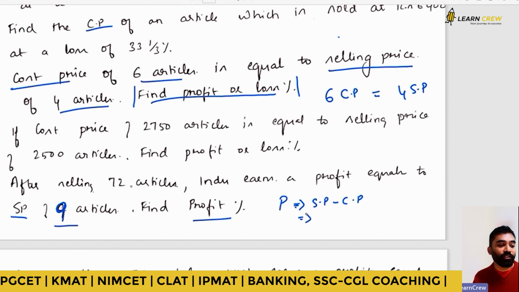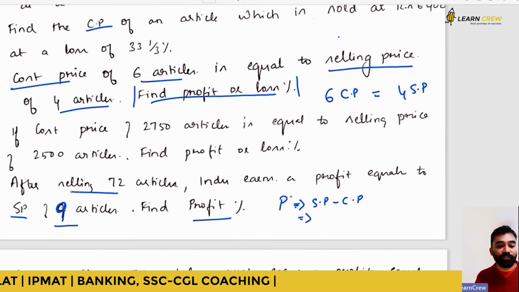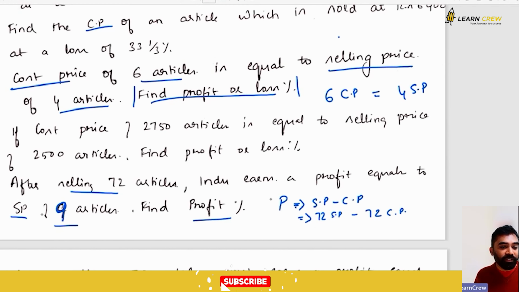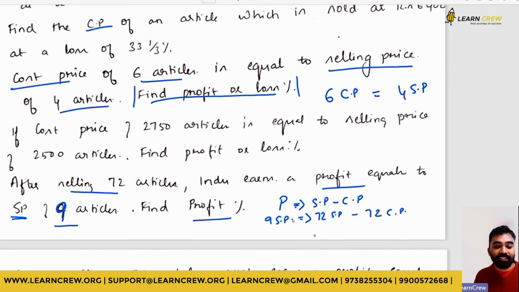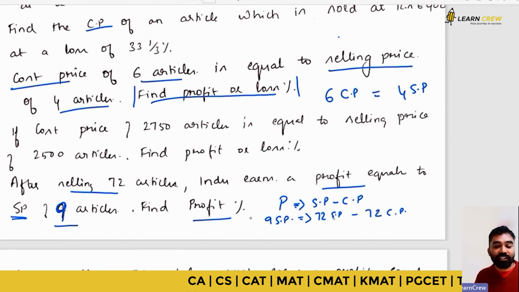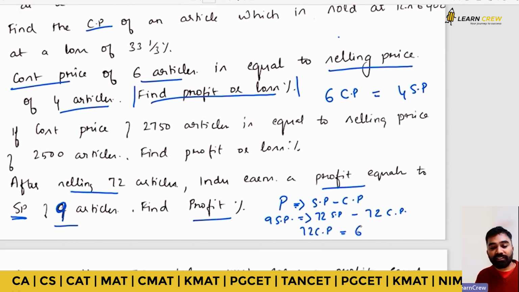Here you're selling 72 articles: 72 selling price minus, obviously the cost is also the same, 72 cost price, equal to the profit. Profit equals 9 selling price. Now 9 SP equals 72 SP minus 72 CP. It's nothing but 72 CP equals 72 minus 9, that is nothing but 63 SP.